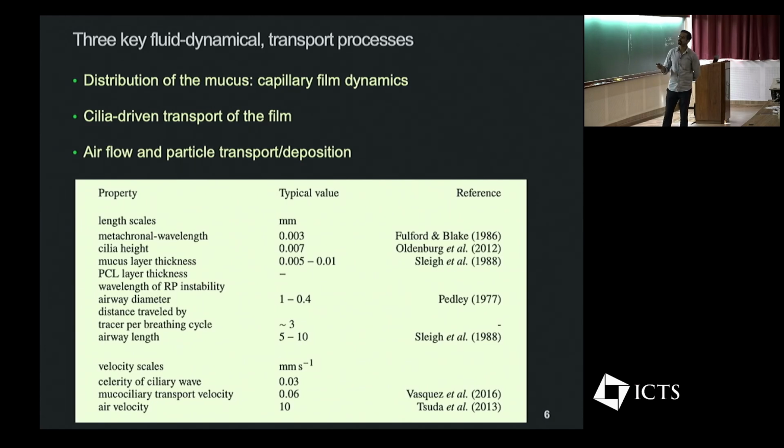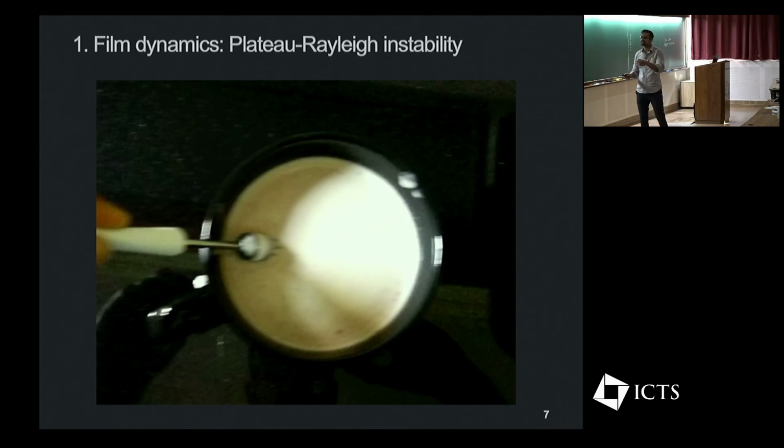So for example, if you look at length scales, the airway length is typically a few mm. The airways that I'm looking at are the 10th to 15th generation. Whereas the cilia are 7 micrometers or so, very small. And then the layer of mucus is also about 5 micrometers. So you really have a thin film that is now spanning several thousand heights that you would like to describe mathematically. Okay, so let's do it, just an introduction to those 3 important transport processes.